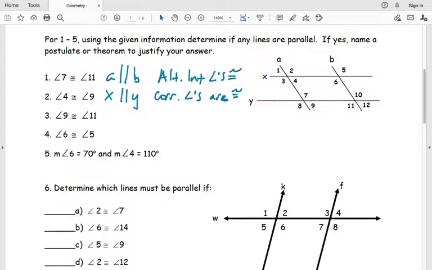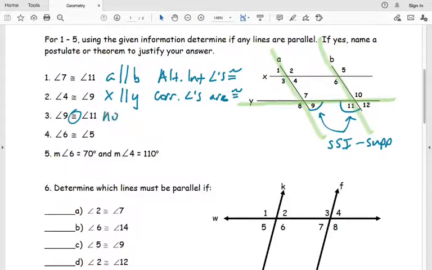Okay, we're going to talk about angles 9 and 11. Angles 9 and 11 are formed by these lines and this transversal. Now those are same side interior angles, and same side interior angles are supposed to be supplementary. This is telling me that they're congruent. So I wouldn't be able to determine if lines are parallel or not unless they were supplementary if they're same side interior angles. So we would say none here. And I'm just going to say same side interior angles should be supplementary.